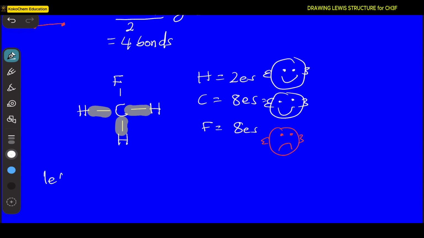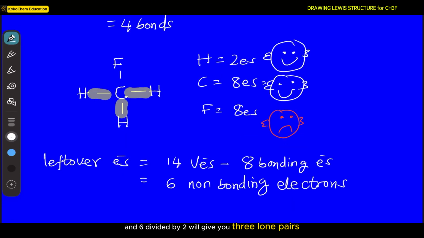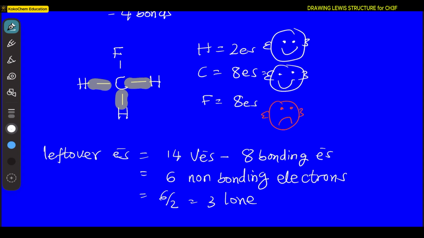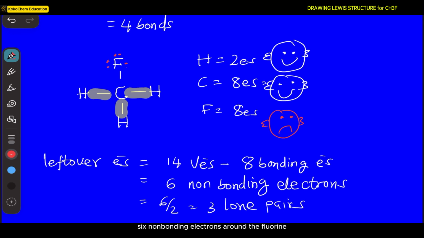Leftover electrons will be 14 valence electrons minus 8 bonding electrons, which gives you 6 non-bonding electrons, and 6 divided by 2 will give you 3 lone pairs. So add all those 6 electrons as dots around the fluorine atom. We'll add 2, 4, 6 non-bonding electrons around the fluorine.